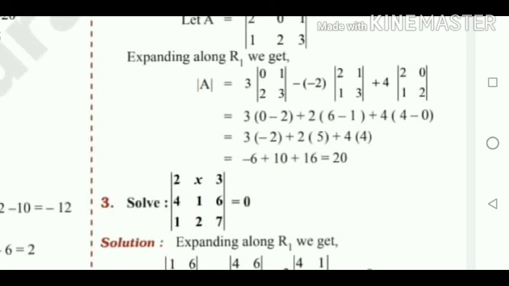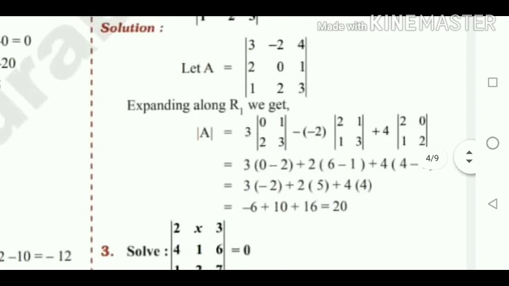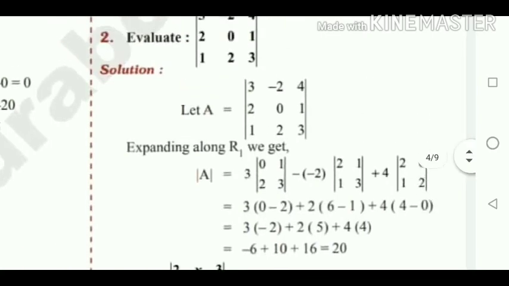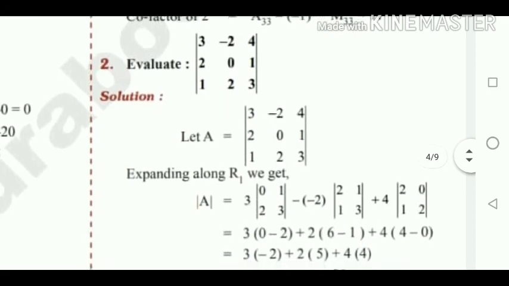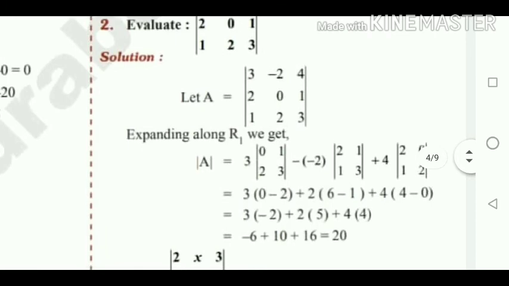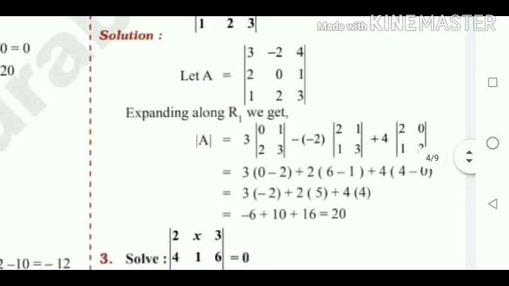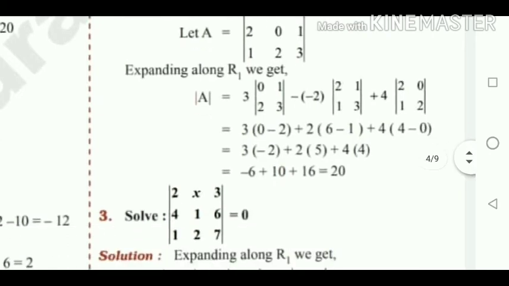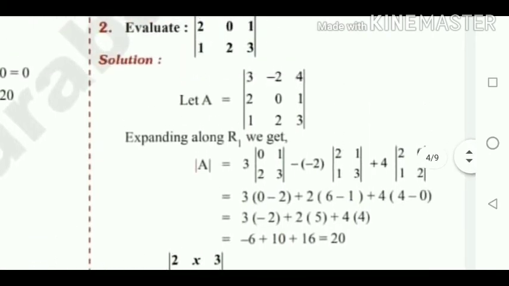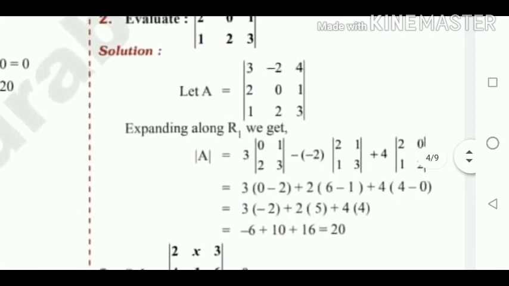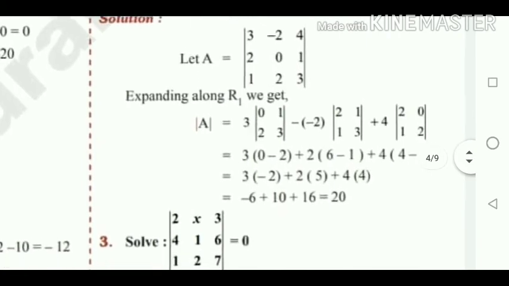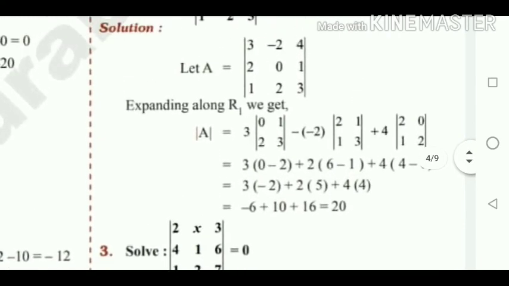Simplifying it, you are getting the answer minus 6 plus 10 plus 16 equal to 20. The value of the determinant A is 20. Okay, this is the way you find the value of the determinant. Evaluate means you have to expand along the first row. If you expand the first row and multiply by its minors, then you get the value 20. So if you want to find the inverse, first you have to find the determinant of A. So therefore, listen to the sum carefully on how to find the value of the determinant A.